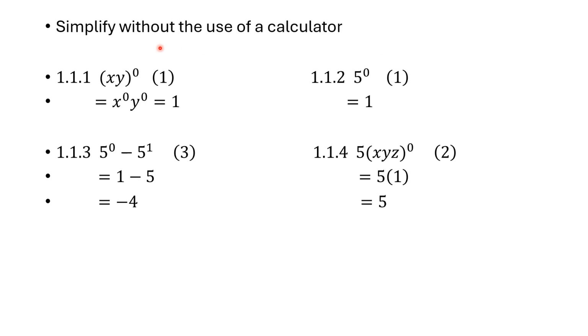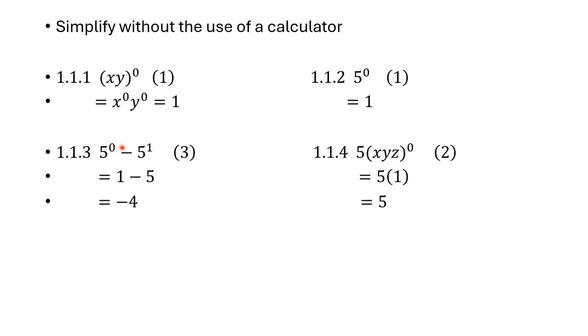So, simplify without the use of a calculator. Right, so very important, everything in the bracket must be raised to the exponent outside. So in theory, you would say 1 times 0, which stays 0. 1 times 0, which stays 0. Anything to the power 0, then simply becomes 1. There 5 to the power 0 simply becomes 1, so 1 mark for that.